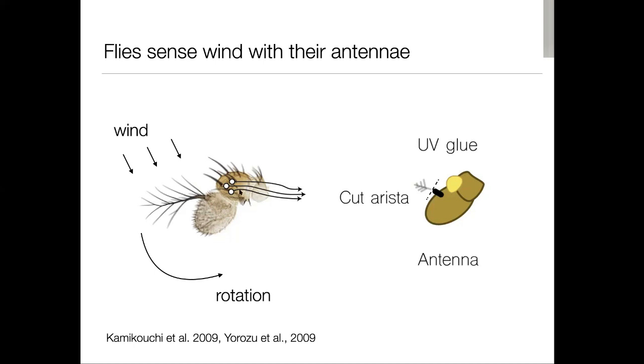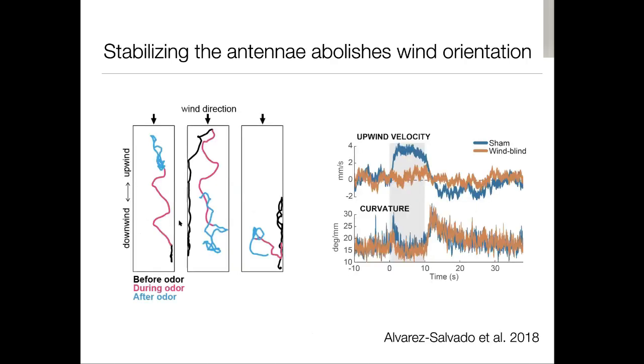And then there are stretch receptor neurons here in the second segment that can detect this motion and send those signals to the brain. So we can make the fly wind blind by clipping off this bristle and then putting a very tiny drop of glue between the second and third segments, which stabilizes the antenna and makes them unable to sense these wind currents. So we then ask, what happens to flies' behavior if you stabilize the antenna? And that's shown here with some trajectories.